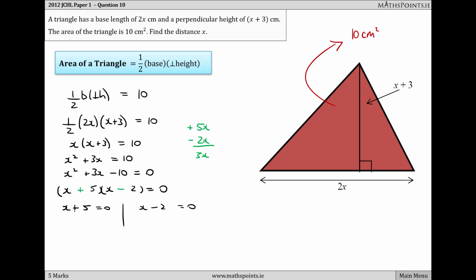is equal to 0. On x plus 5 equals 0, if we subtract 5 from both sides, we have x is equal to minus 5. For x minus 2 is equal to 0, we're going to add 2 to both sides, and we get x is equal to 2. Because we're asked to find the distance x, and because x must be a positive value, we know that the only solution to this equation is x equals 2. x equals minus 5 is not a valid solution, as it's a negative number and we cannot have negative distance.